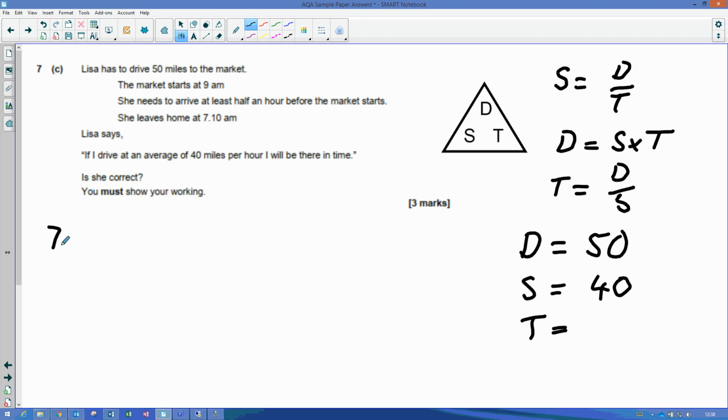Lisa leaves home at 7:10. She has to get to the market by 8:30. Where did the 8:30 come from? Well, the market starts at 9 and we know she has to be there half an hour before that. So 8:30. So this time interval is 1 hour and 20 minutes.